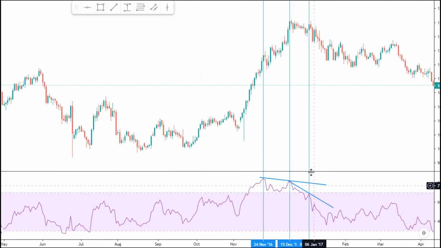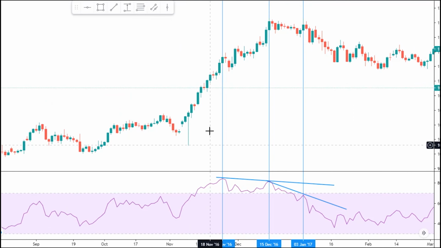The RSI is a powerful technical indicator that can help traders to detect profitable trade setups in the market.